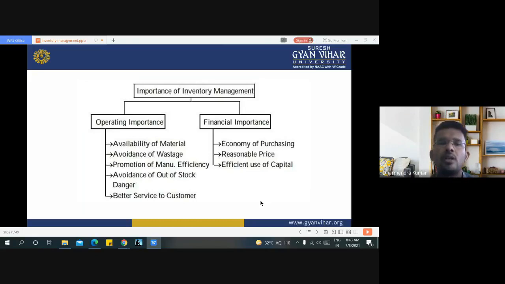These all points are covered under the importance of inventory management. If a question comes about what are the various importance of inventory management, then we broadly classify into two: one is operating and another is financial importance. In operating importance, the points are availability of material, avoidance of wastage, promotion of manufacturing efficiency, avoidance of out of stock danger, better service to the customer. In the financial importance, economy of purchasing, reasonable price, and the efficient use of capital.